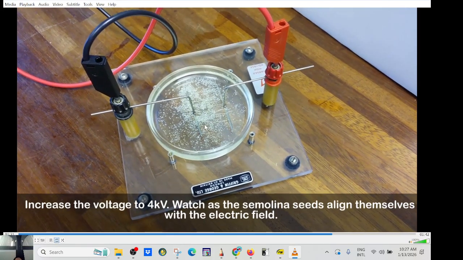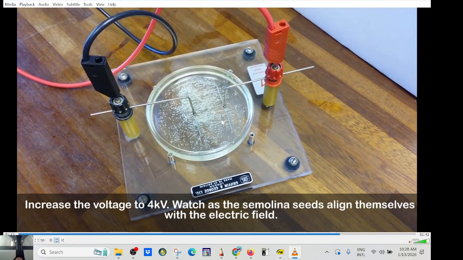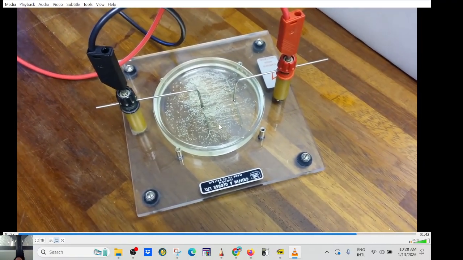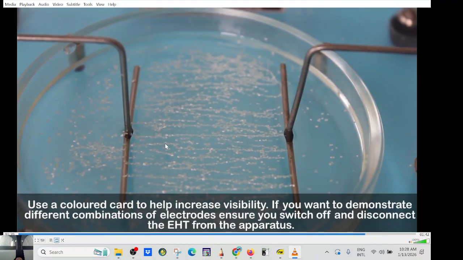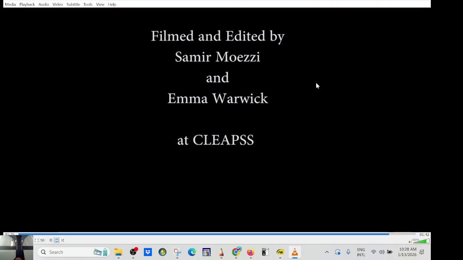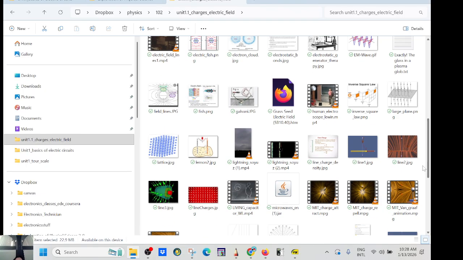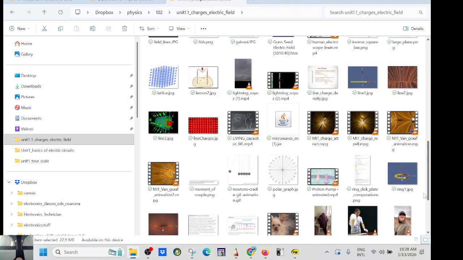And now you should start to see those lines here because those little seeds get polarized. In between there is nothing, so no electric field here, no electric field here. Electric field will go from plus to minus. Is that clear? And that's how a capacitor works.